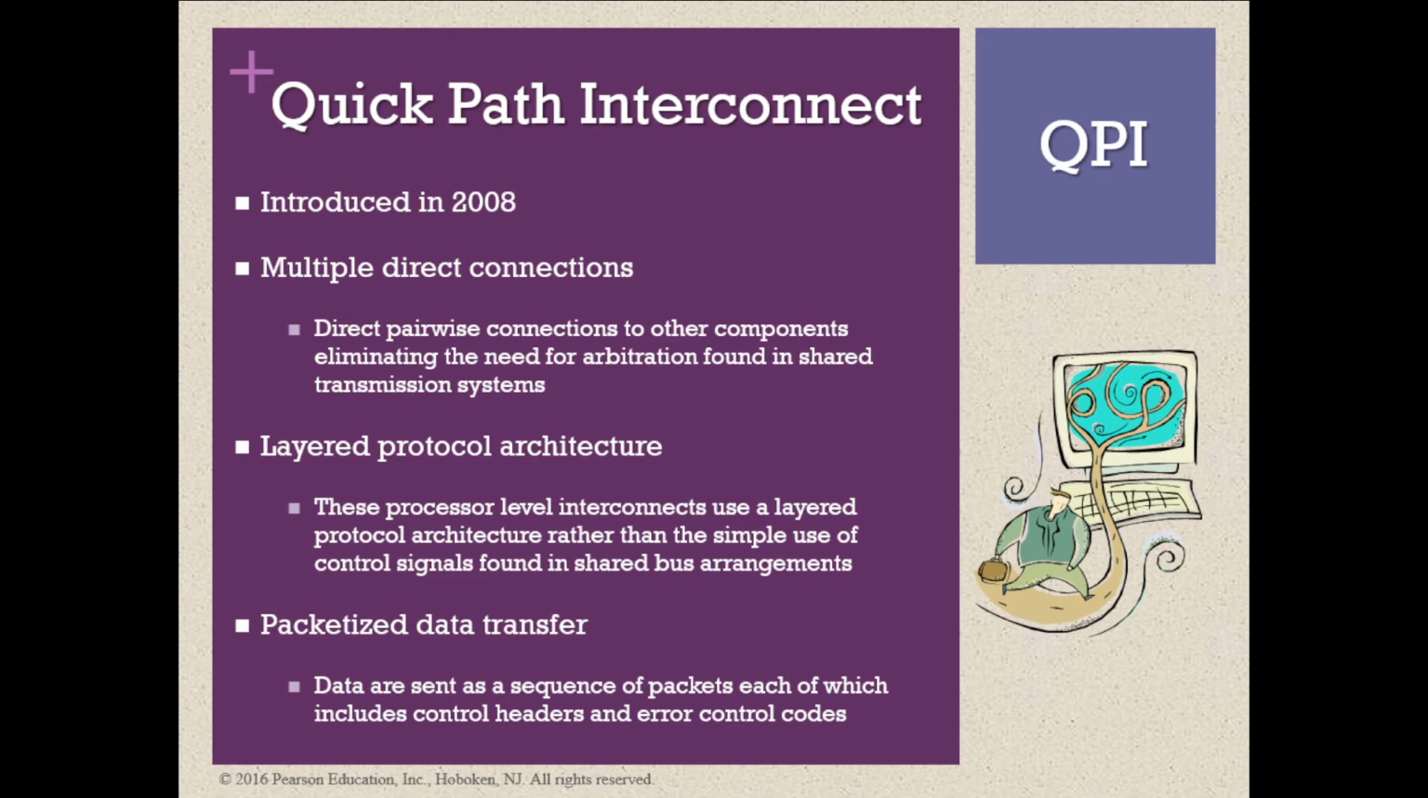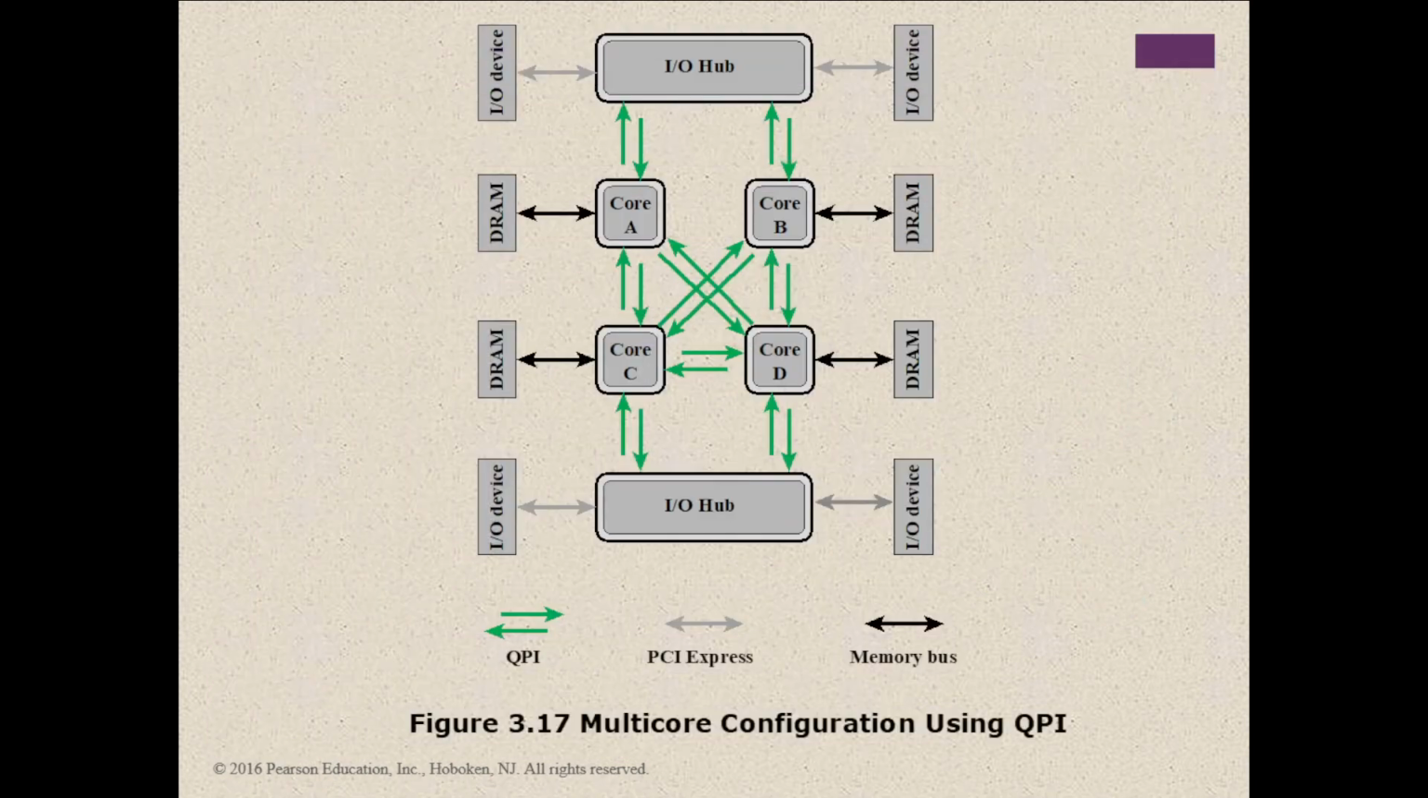So we have an illustration in Figure 3.17, multi-core configurations using QPI. This figure illustrates a typical use of QPI on a multi-core computer. We have four cores here. The QPI links, indicated by the green arrows pairwise, form a switching fabric that enables data to move throughout the network. Direct QPI connections can be established between each pair of core processors.